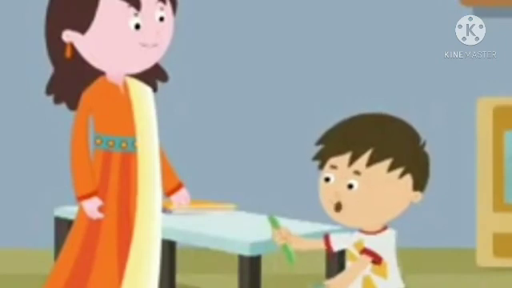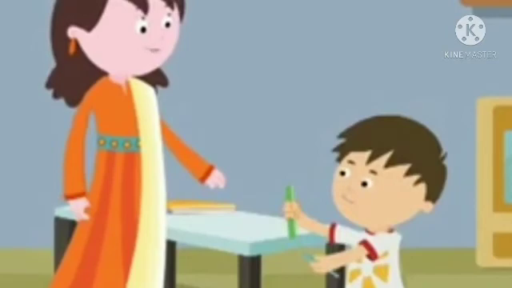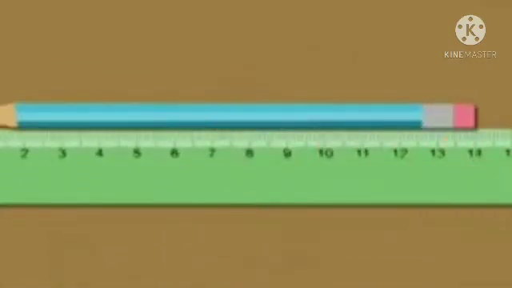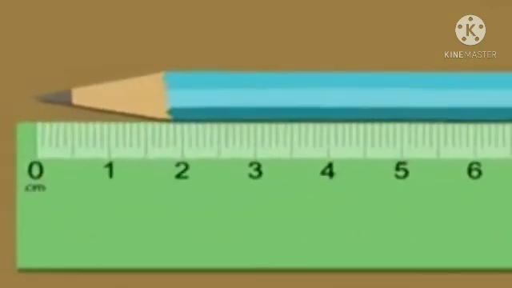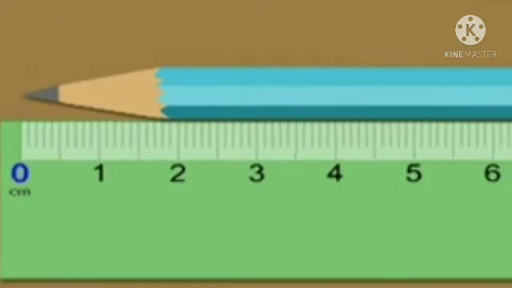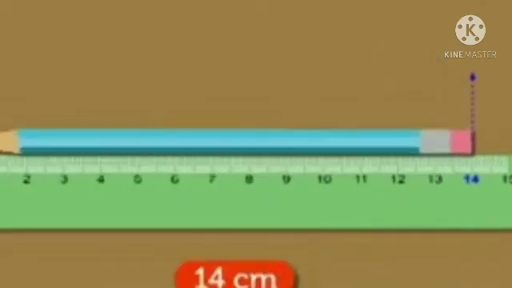Mom, can I measure the length of this pencil with this ruler? Yes, of course. Let me show you how. Keep the pencil on the table. Keep the ruler beside it. You have to take care that one end of the pencil coincides with the 0 mark of the ruler. Now, look at the other end of the pencil. Can you tell me which number it coincides with on the ruler? 14. So its length is 14 centimeters.